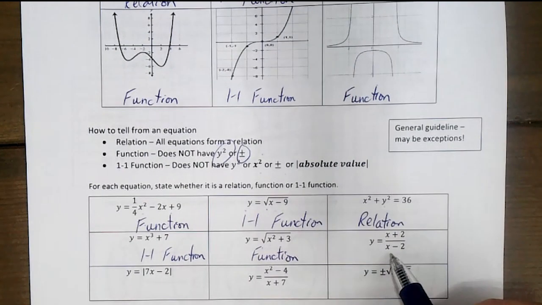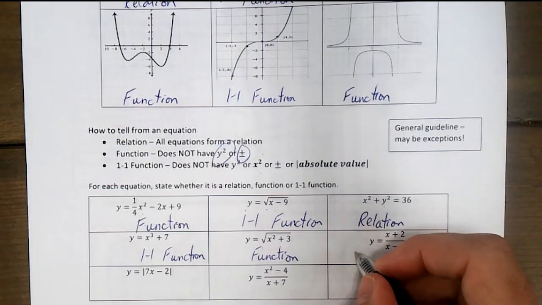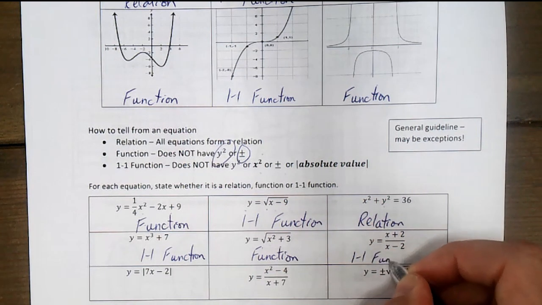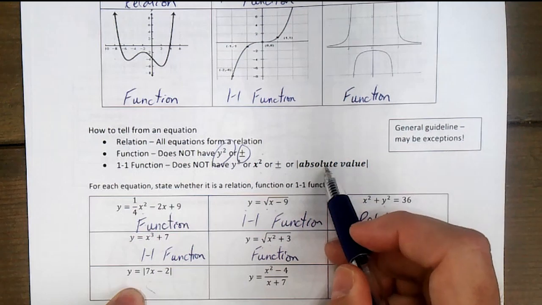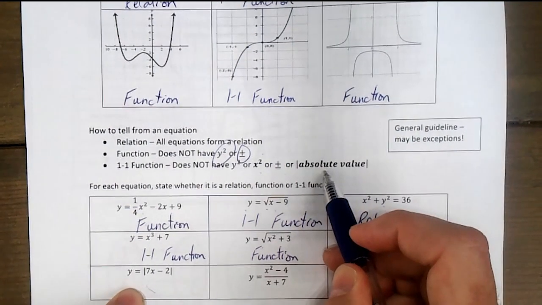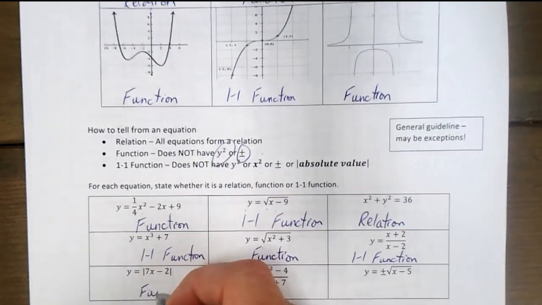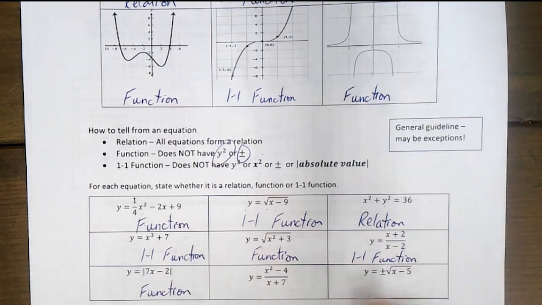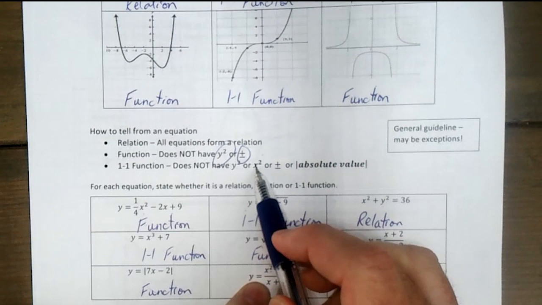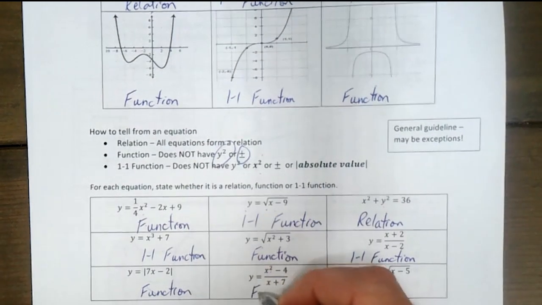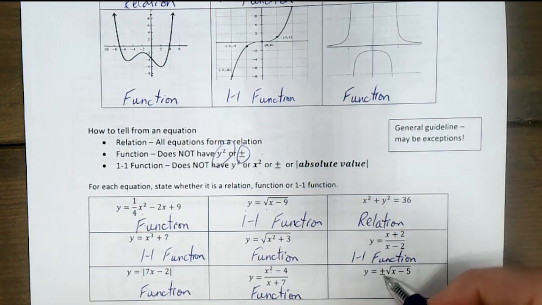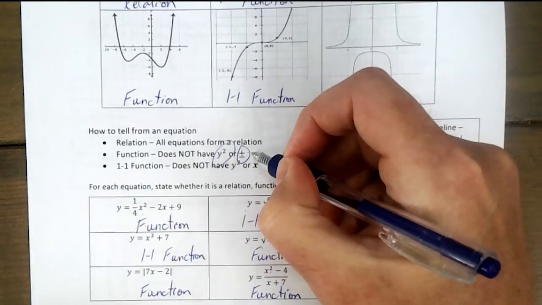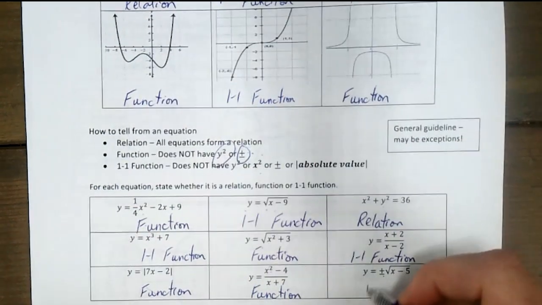This one, there's no x squared, no y squared. This one has absolute value, so it's not one-to-one, it's just a regular function. This one has an x squared. X squared, it's not one-to-one, it's just a regular function. And plus minus, it means it's failing the function. So this is a relation.